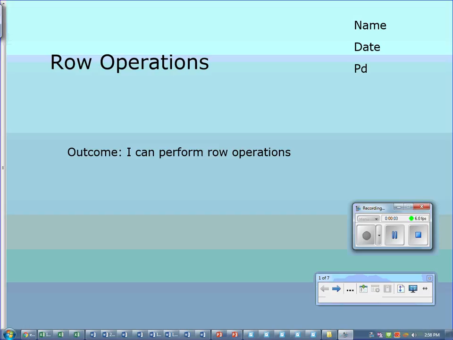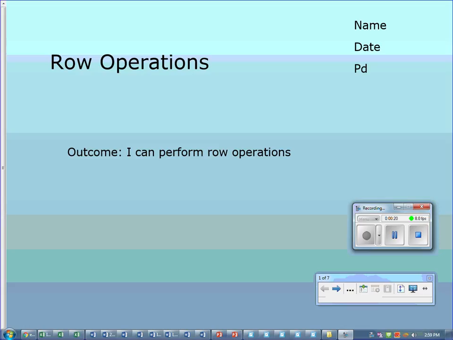Okay, so you're going to start by taking Cornell notes. So start by putting a line towards the left side of your paper. And at the top right-hand corner of your paper, you're going to record your name, the date, and your class period. The title of your notes is Row Operations.